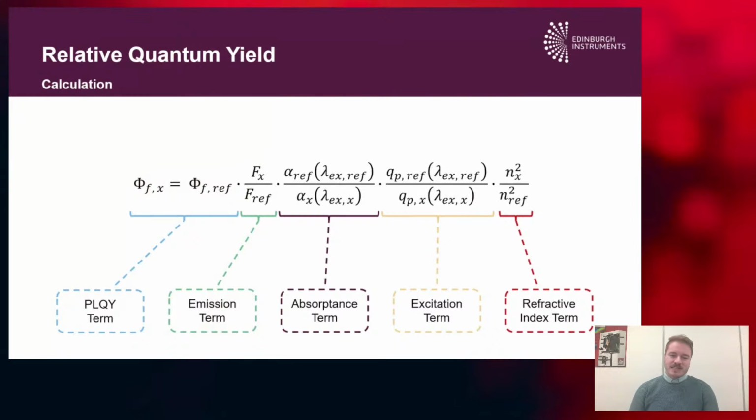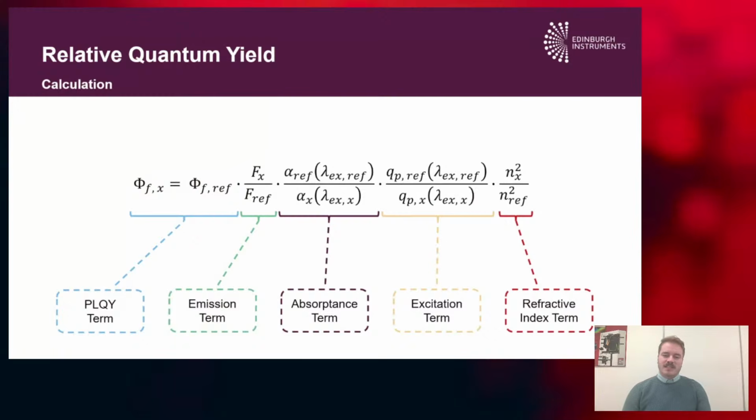The relative quantum yield calculation looks a little bit daunting there, but it's fairly simple if you break it up into its terms. You have the photoluminescence quantum yield term. So in this instance, the quantum yield of our unknown sample X is equal to the quantum yield of our reference sample multiplied by some scaling. The first term you see in this equation is the emission term. This is the integral underneath the emission spectrum of our unknown and our reference. The next term is our absorbance term, and this is the proportion of light absorbed at the excitation wavelength.